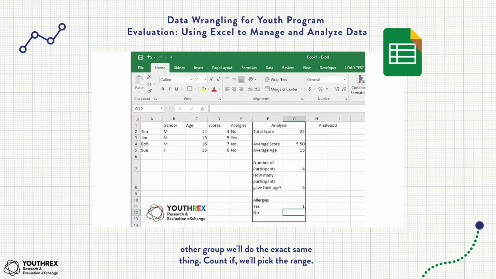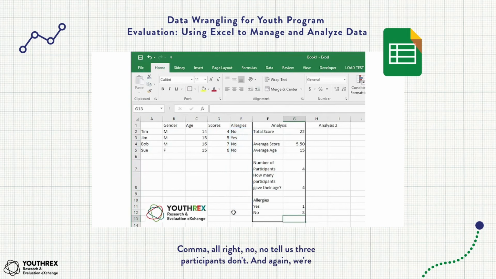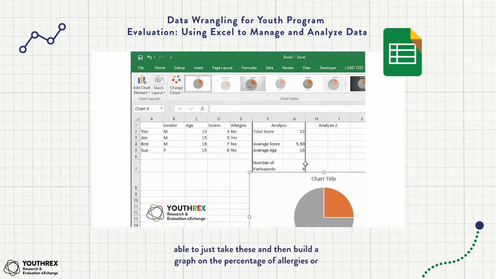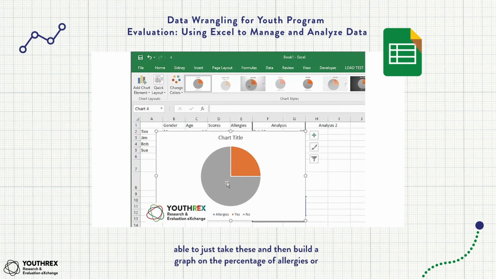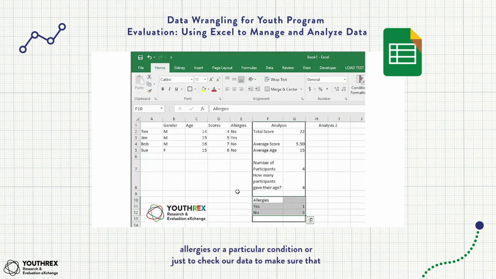And for the other group, we'll do the exact same thing. Countif, we'll pick the range, comma, we'll write no, and it'll tell us 3 participants don't. And again, we're able to just take these and then build a graph on the percentage of allergies, yes or no, to give you a visual representation of what percentage of the population has allergies or a particular condition, or just to check our data to make sure that everything is good.